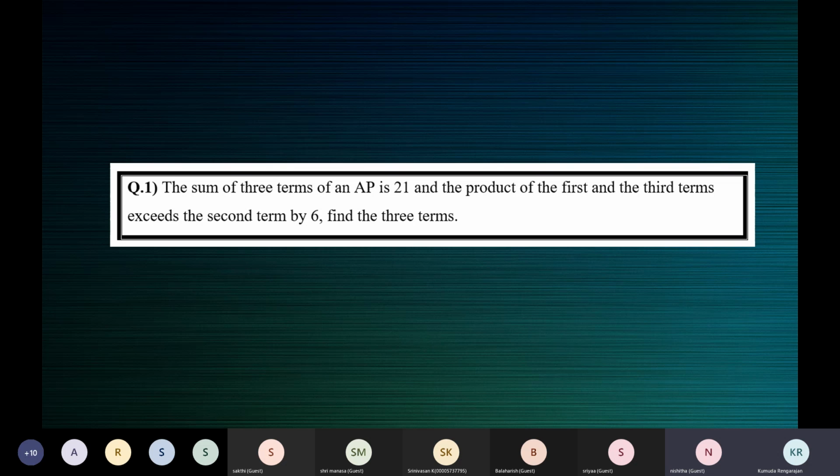Let the three terms in AP be A minus D, A and A plus D. I told you that you can use this assumption when you have to find three numbers in AP. The sum of the three terms is 21, so add all three and equate to 21. From that you will get the value of A. And then the next information, the product of the first and third, that is A minus D into A plus D.